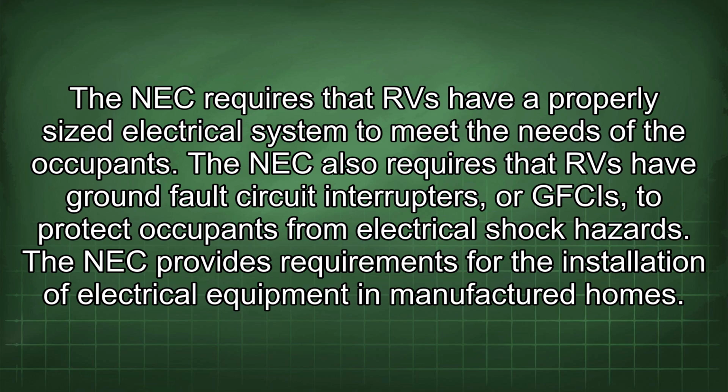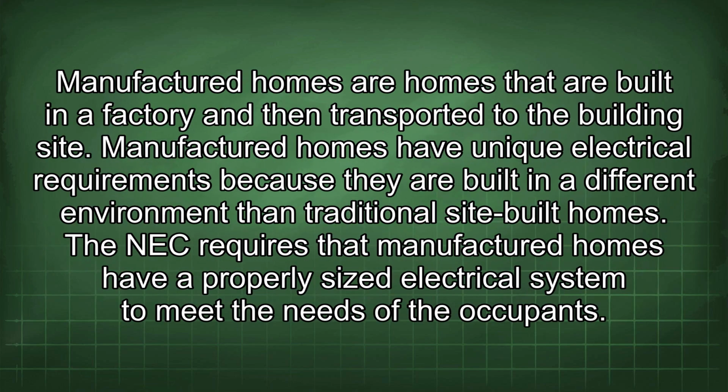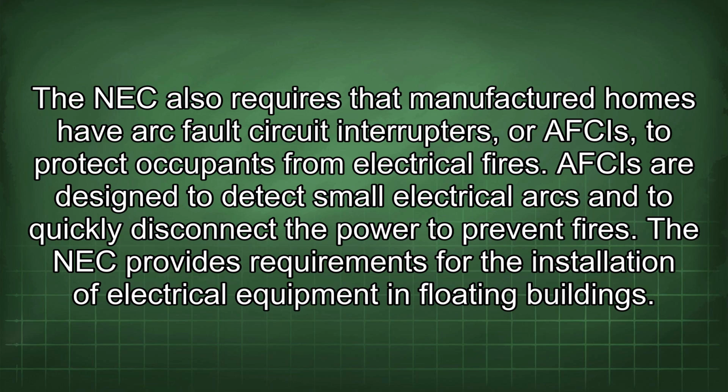The NEC provides requirements for the installation of electrical equipment in manufactured homes. Manufactured homes are homes that are built in a factory and then transported to the building site. Manufactured homes have unique electrical requirements because they are built in a different environment than traditional site-built homes. The NEC requires that manufactured homes have a properly sized electrical system to meet the needs of the occupants. The NEC also requires that manufactured homes have arc fault circuit interrupters, or AFCIs, to protect occupants from electrical fires. AFCIs are designed to detect small electrical arcs and to quickly disconnect the power to prevent fires.